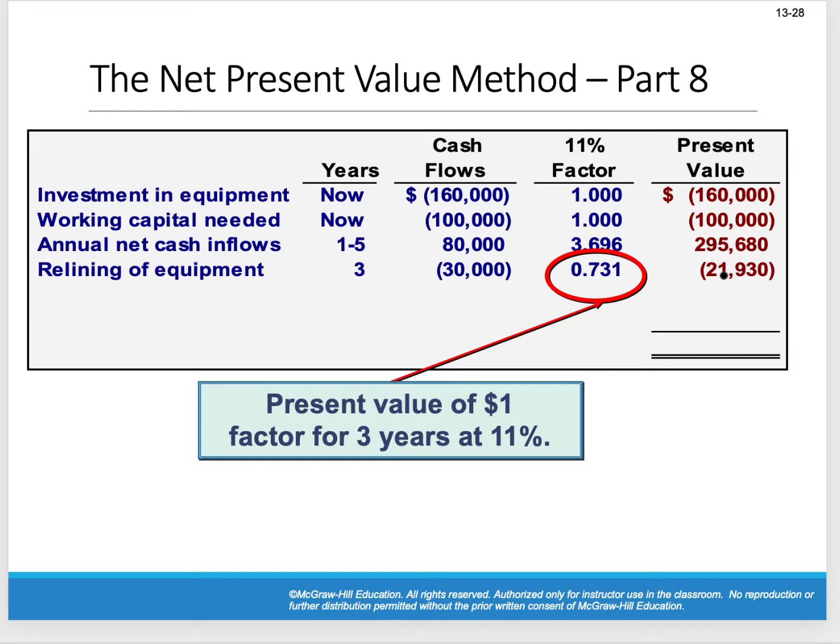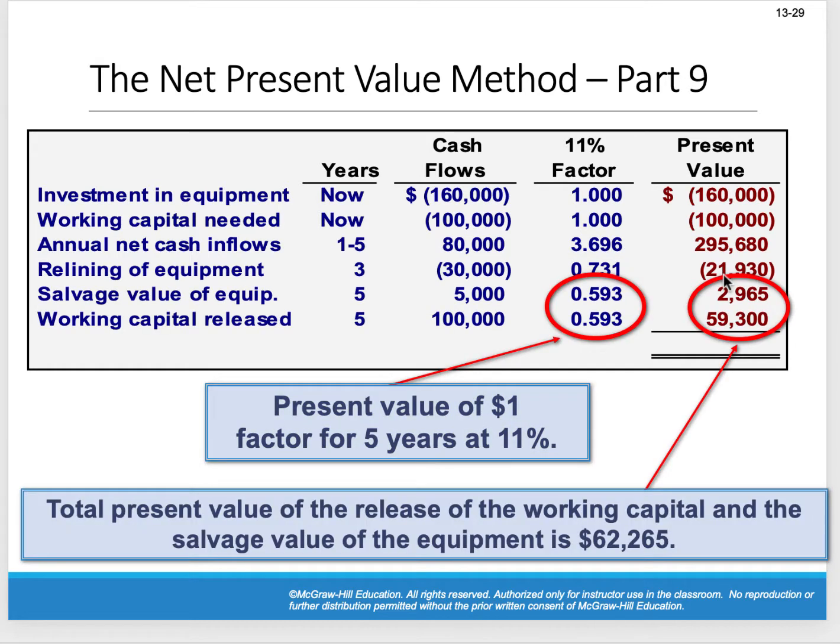How much is that worth today? Well, today, that $30,000 three years from now is worth $21,930. Beautiful. Perfect. Then we do the salvage value and the working capital that's going to be released.